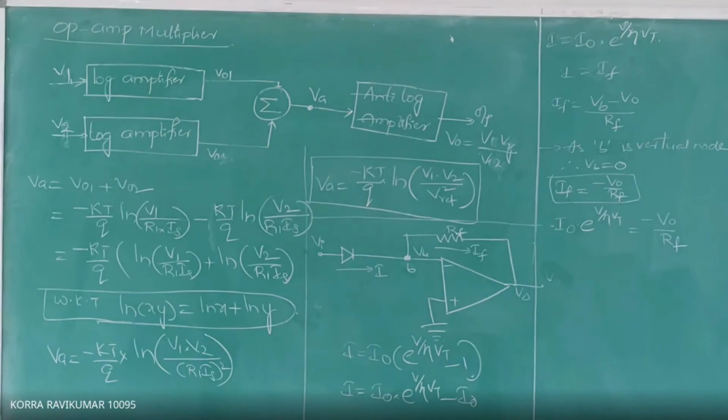Is it clear? Now, from that, what I want is the output voltage of the anti-log amplifier. To do that, just go on simplifying that expression. See how we simplify it.